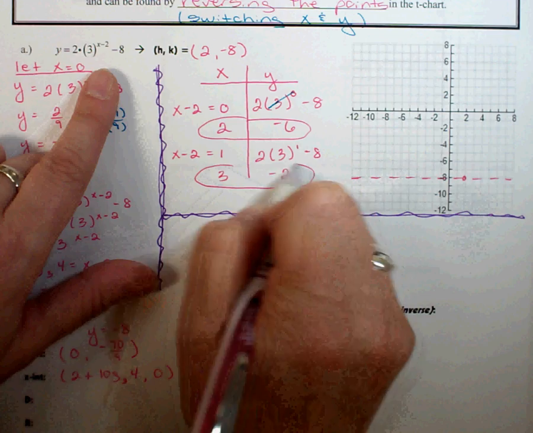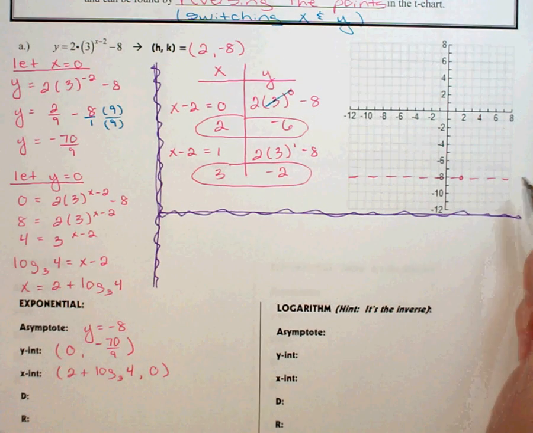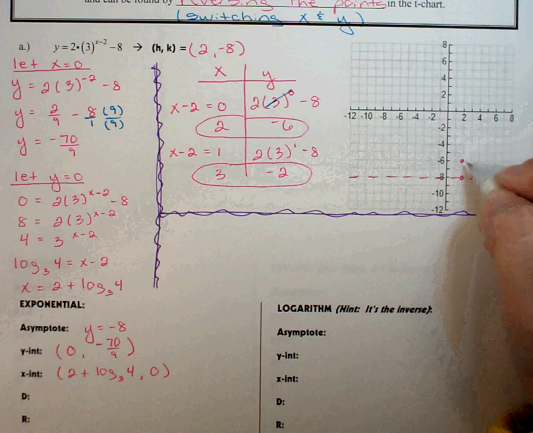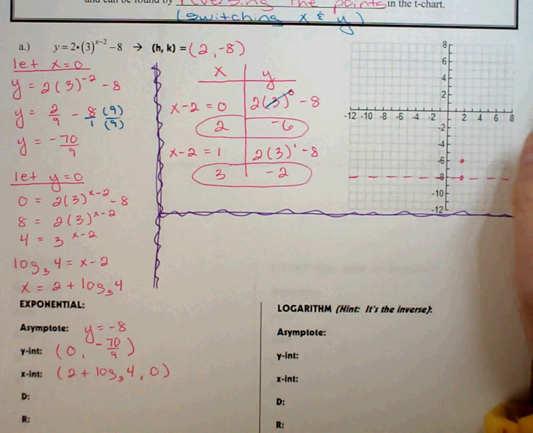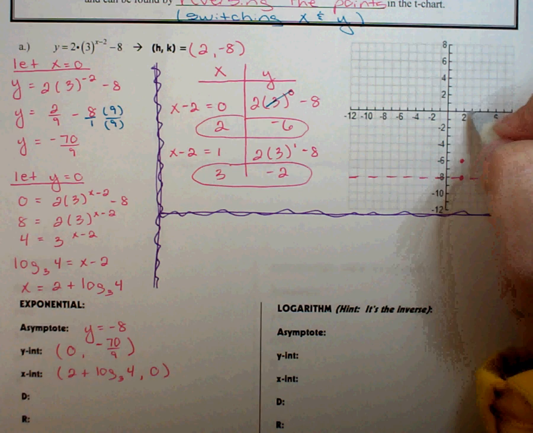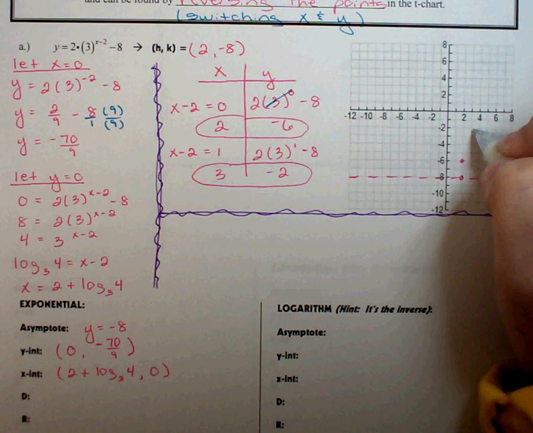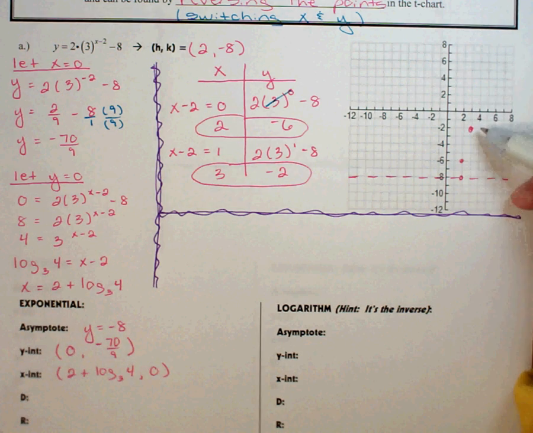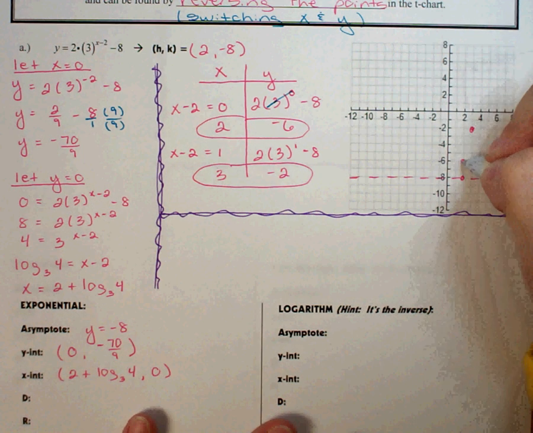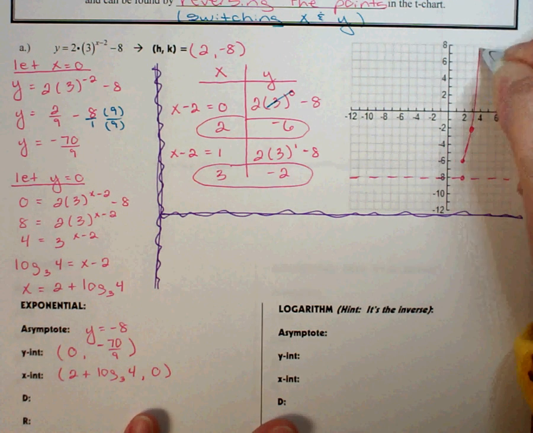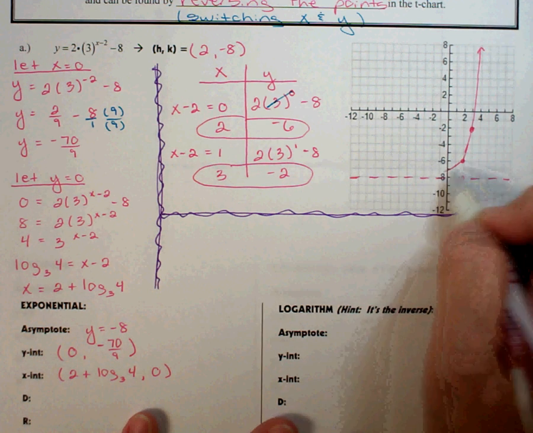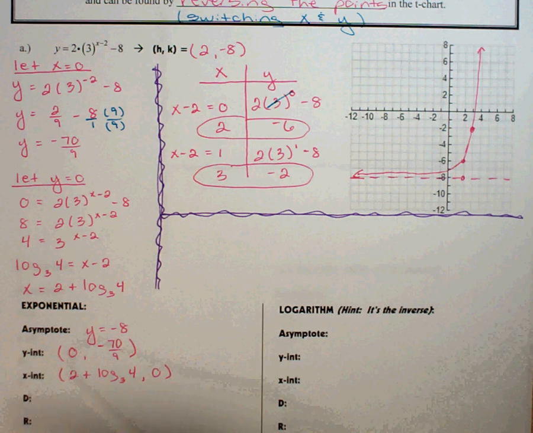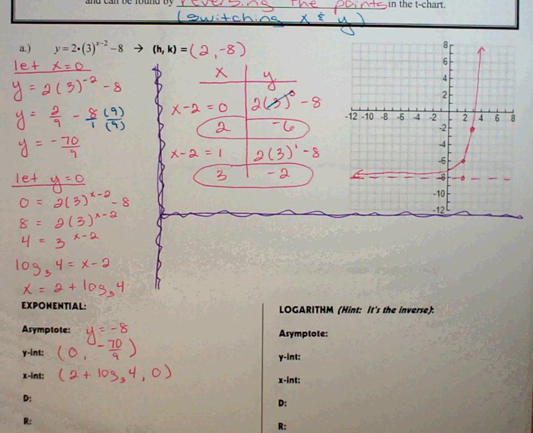So now I have 2 very nice points that I can plot. So I have 2, negative 6. I notice that it's closely aligned with my original HK point, and I have 3, negative 2. Now, although these 2 points might look linear, I have to understand that an exponential graph should be growing quickly and then should come down and approach the asymptote. So that's our exponential graph.